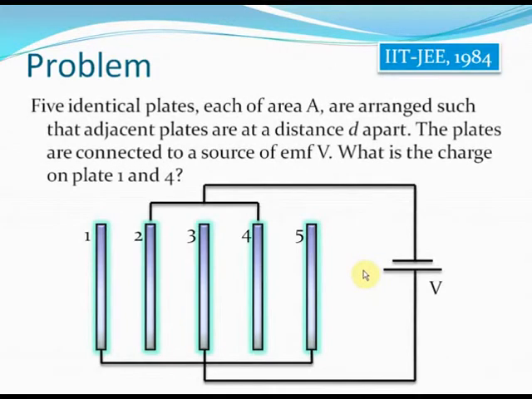5 identical plates, each of area A, are arranged such that adjacent plates are at a distance d apart. The plates are connected to a source of EMF V. What is the charge on plate 1 and plate 4?